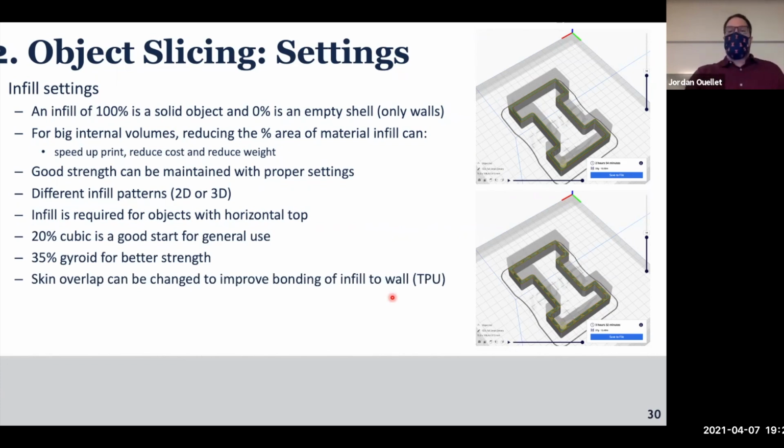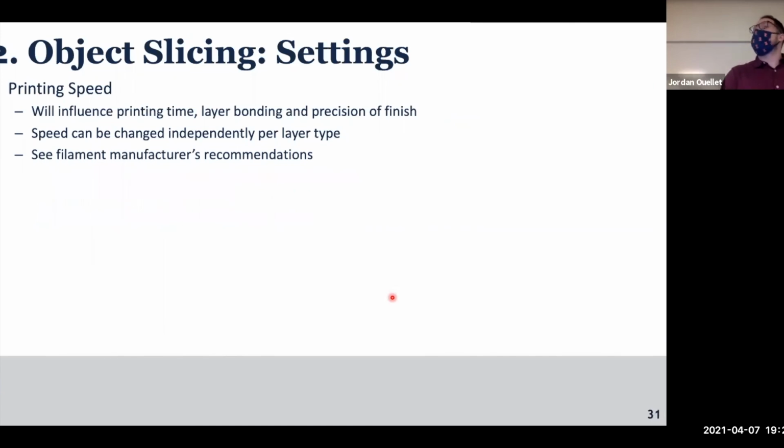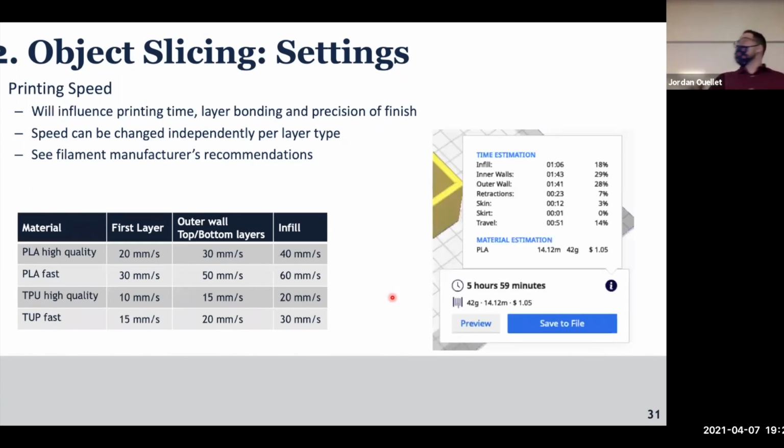Skin overlap as well could be important for good bonding when you use TPU for molds. That's all settings. The printing speed, you can tell the printer how fast you move your nozzle. So follow the filament recommendations. It can be changed depending on what you print. Those are some recommendations I have for the first layer, outer wall, top bottom layers, and infill. And then you can refine that by clicking on the small eye. It took me some time to figure that out. And you see from all my time, there's an hour 43 for the inner walls, an hour 6 for the infill. It tells you what percentage of your filament is being used for that purpose. That could be good if you want to refine a design.